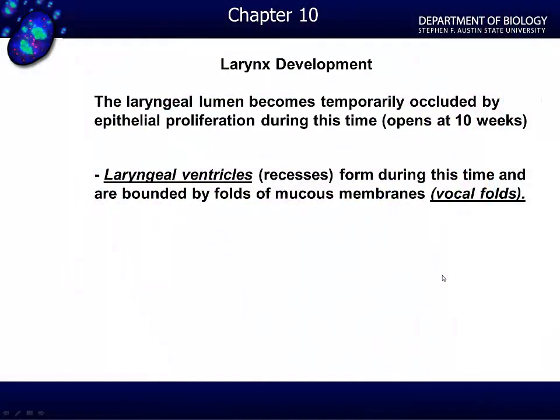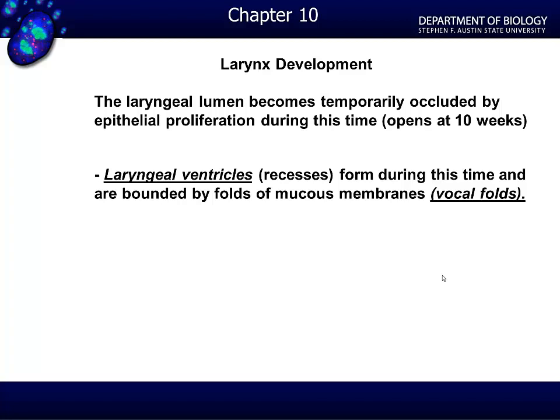So as we've extended our laryngotracheal tube and we form our bronchial buds, we're going to see that in the region of the larynx, we've formed our primordial glottis, we've got our epiglottis, but the lumen is going to be temporarily closed. We're going to have cells completely occluding this area, and it's not going to open again until 10 weeks or so of development.